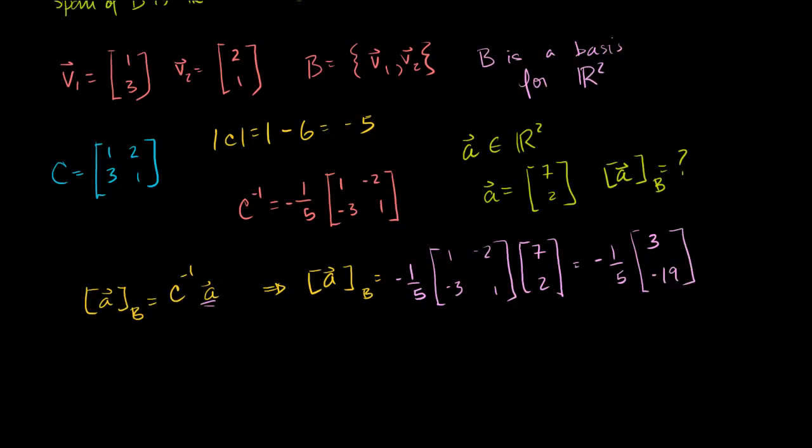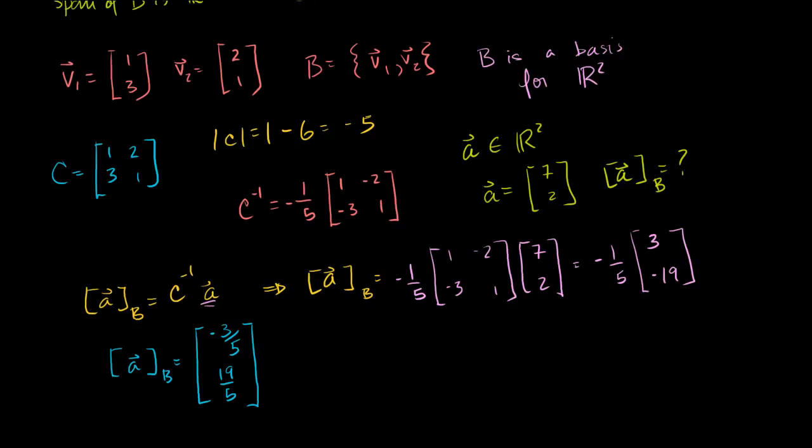So the coordinates of A with respect to the basis B are going to be equal to, let me just multiply the negative 1/5. You get minus 3/5, and then you get plus 19/5. So 19 over 5, just like that. And let's verify that.